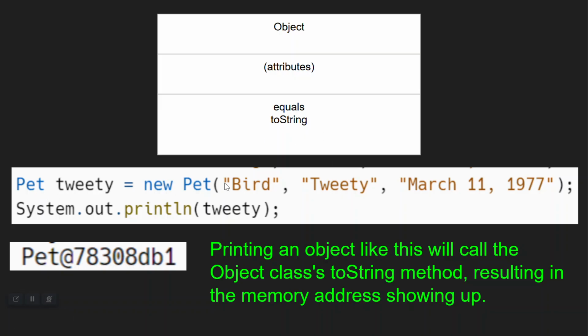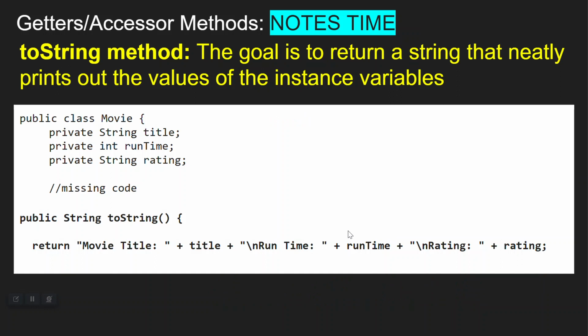So I created a pet called Tweety, and then I'm printing Tweety. And again, what we get is Pet@ and then this weird hexadecimal code, which is the memory address. So printing an object like this will call the Object class's toString method, which results in the memory address showing up. And again, that's not very useful for us, so we have to override it.